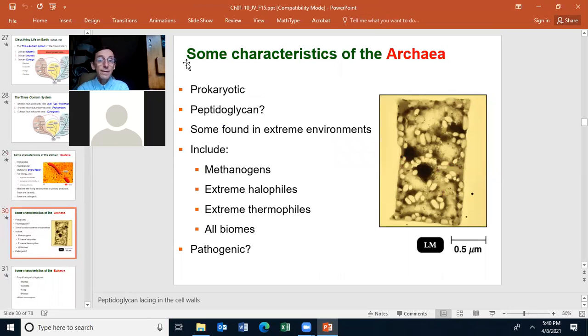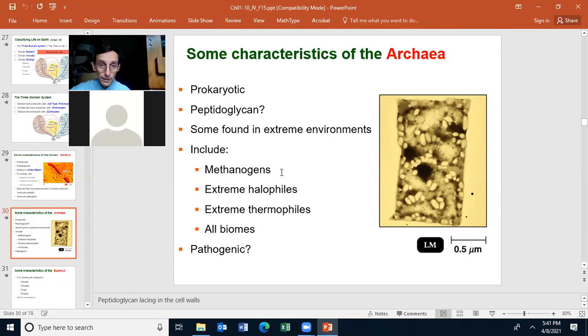Some of the characteristics of archaea: all of the cells are prokaryotic. Does anybody know, do the archaea have peptidoglycan in their cell wall? That's a yes or no. They do not. No. Yeah, that is correct. The archaea do not have peptidoglycan, only the bacteria do. Some of the archaea are found in extreme environments, and that is where we first found the archaea.